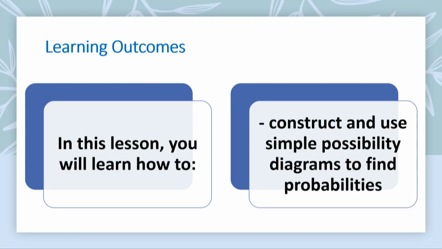Our topic for today is probability. This is the third lesson on probability. In today's lesson, you will learn about the possibility diagram. So let us have a look at today's learning outcomes. In this lesson, you will learn how to construct and use simple possibility diagrams to find probabilities.